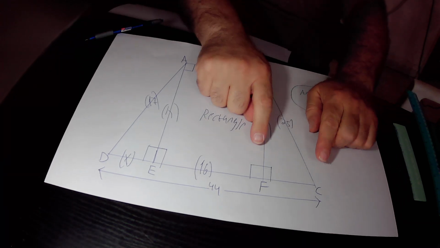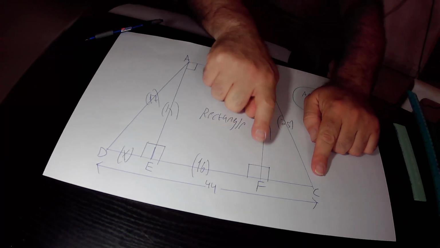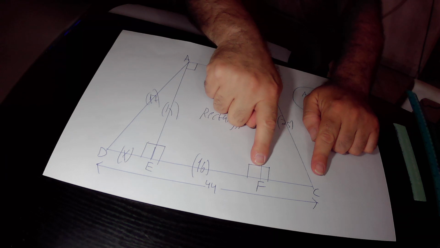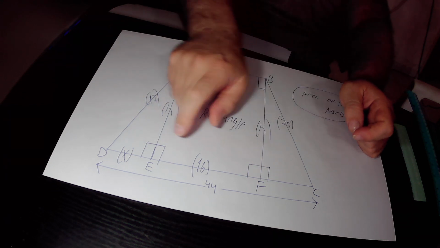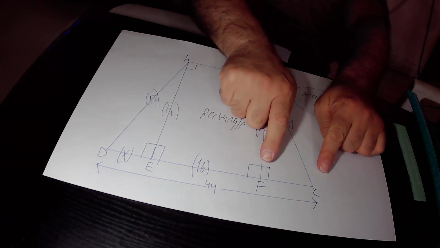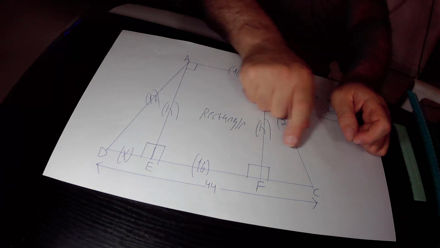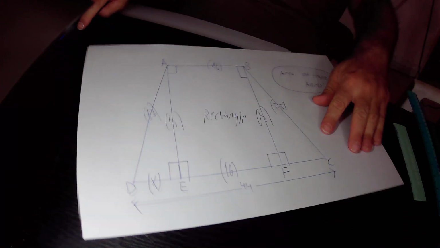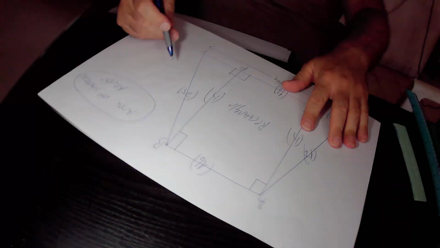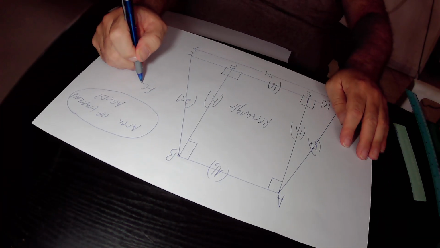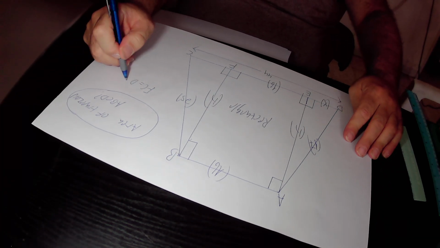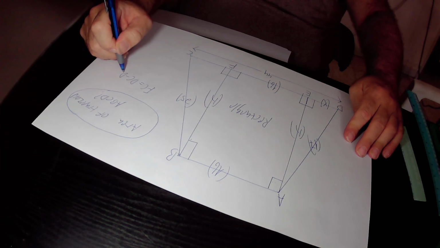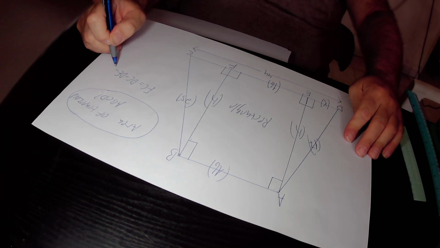What is the length of the missing line segment FC? From the drawing, it is very easy to see that FC in total equals DC minus DE minus EF. Again, FC in total equals DC minus DE minus EF. So I write it now. FC equals DC minus DE minus EF.